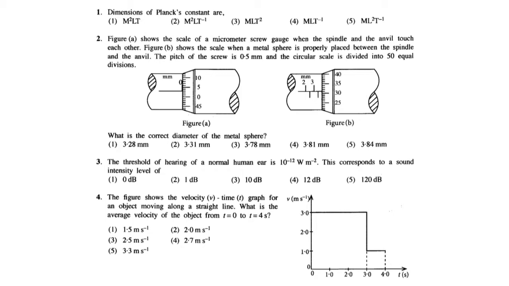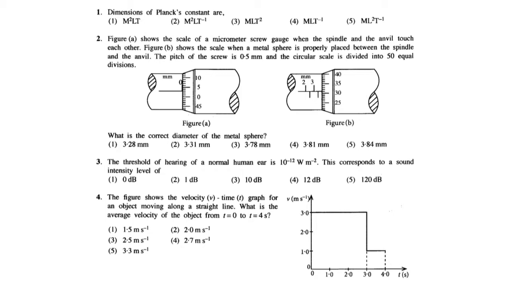First of all, we have to find the least count of the instrument. So least count is pitch divided by the number of parts in the circular scale. Pitch is 0.5 and number of parts is 50. So the least count is 0.01 millimeter.